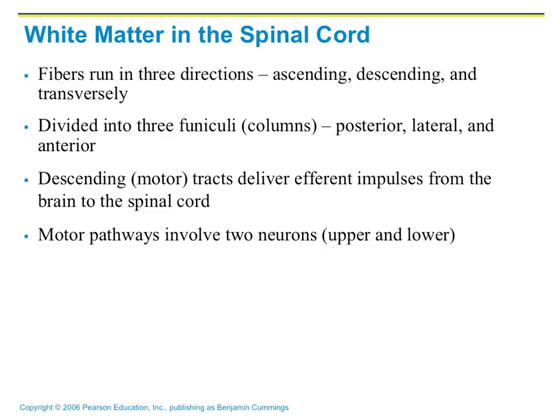So the descending motor tracts send the efferent nerve fibers and allow the nervous impulse to travel from the brain to the spinal cord and then to the target organs. Okay. So the motor pathway involves 2 neurons. Okay, 2 neurons. So these are the upper neurons and the lower neurons. Okay, upper neurons actually means the neurons in the central nervous system. Okay, lower neurons means the neurons in the peripheral nervous system. Okay, so we can talk about this later.